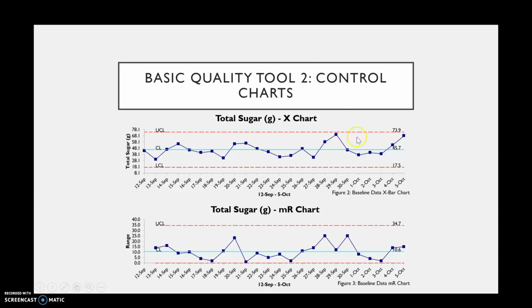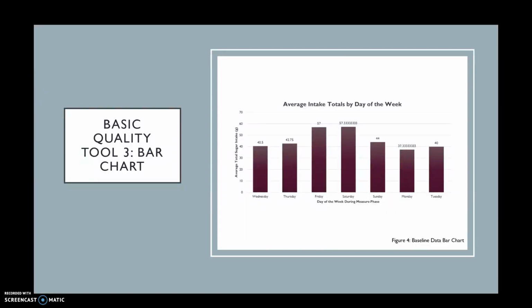So as you can see, I do already have 2 points here that are close to those upper control limits. So I want to be able to fix those when I enter that improve phase, but it is nice to use this as a tool to be able to see those. The third tool that I chose was a bar chart.